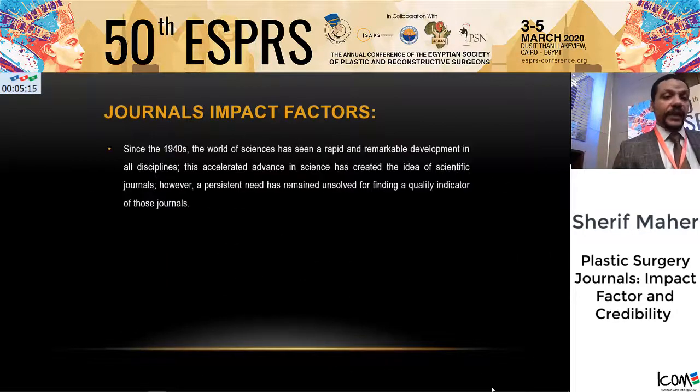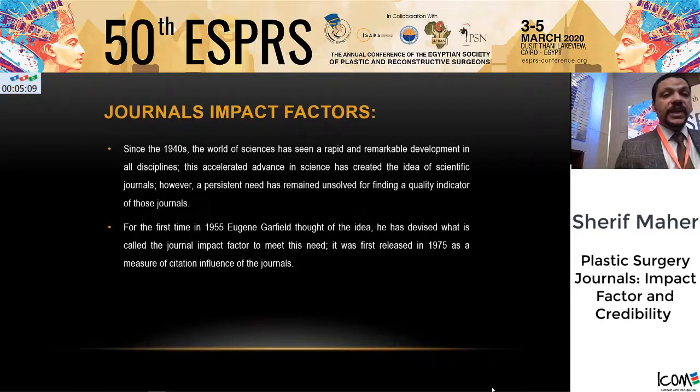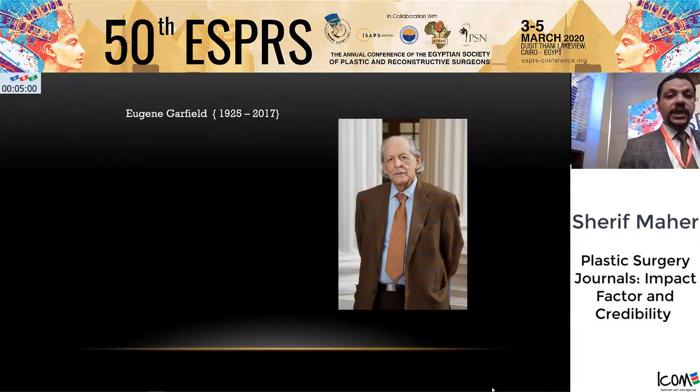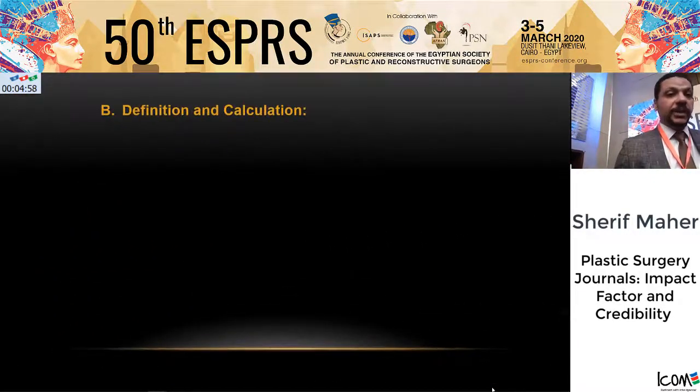The journal's impact factor. Since 1940, the world of science has seen rapid and remarkable development in all disciplines. For the first time, in 1955, Eugene Garfield thought of the idea and devised what's called the journal impact factor. This is Eugene Garfield, the godfather of the journal impact factor.